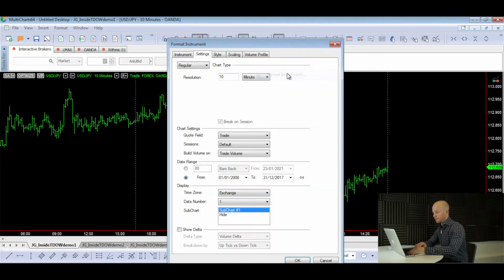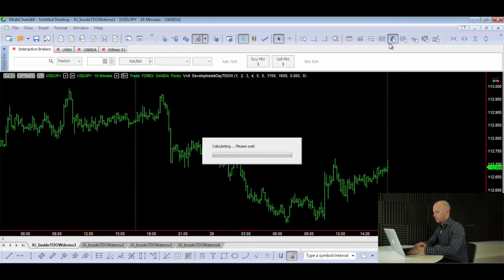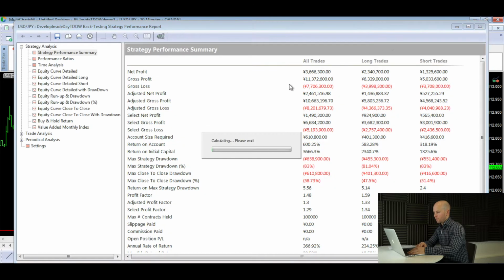In this first workspace, we're looking at data from 2008 through to the end of 2017. You can see that here, from 2008 through to the end of 2017. And we're going to look at taking trades on every single day and see how that looks. So if we look at the performance report, we can see that we made 3.6 million yen.